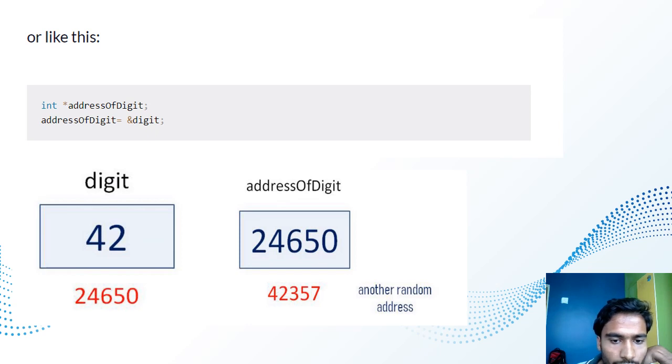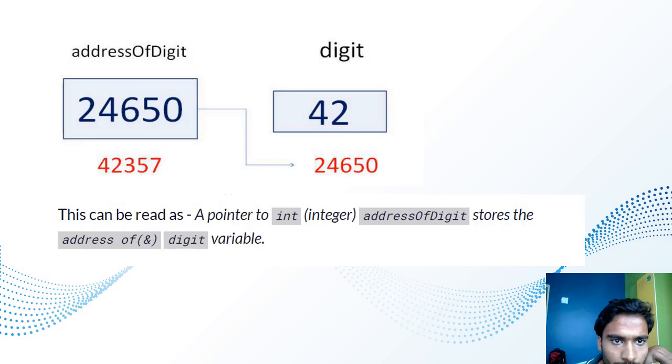Another random address, 42357. The address of digit is stored at the address 42357, and the value there is 24650. So digit is 42, and this is the address for this digit. This can be read as a pointer to integer. address_of_digit stores the address of the &digit variable.